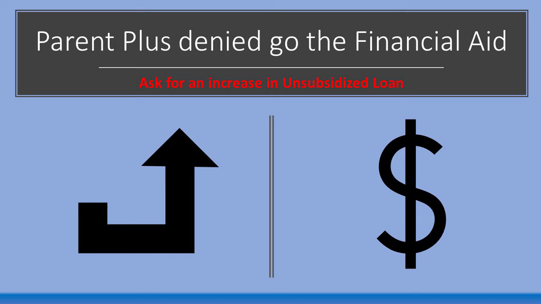Now, if for some reason the parent did not qualify and they were not able to get whatever the amount is under this award, they could go to financial aid and let them know that the parent had been denied the Parent Plus loan. At this point, what the school will do is offer them more unsubsidized loan money. And then once they offer them the unsubsidized loan money, they can actually get that unsubsidized loan.